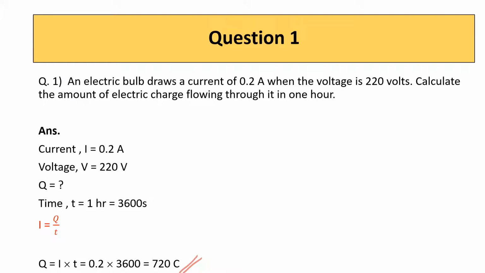In this question, this voltage 220 volt is not required for us. If you know this basic equation I is equal to Q by T, you can do this numerical. Also, remember the time is given in hour. You have to convert it into seconds.